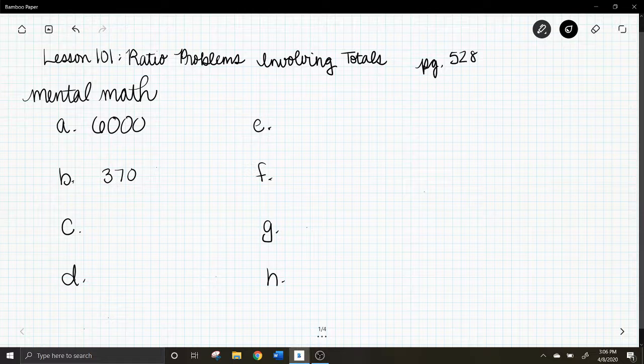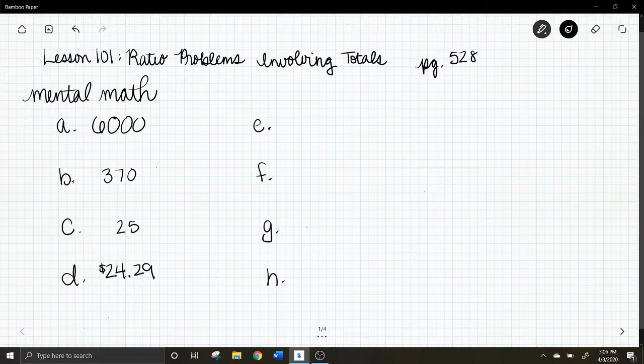Letter C, 25% of 100. What is 25% of 100? The answer there is 25. Letter D, $18.99 plus $5.30. The answer is $24.29.